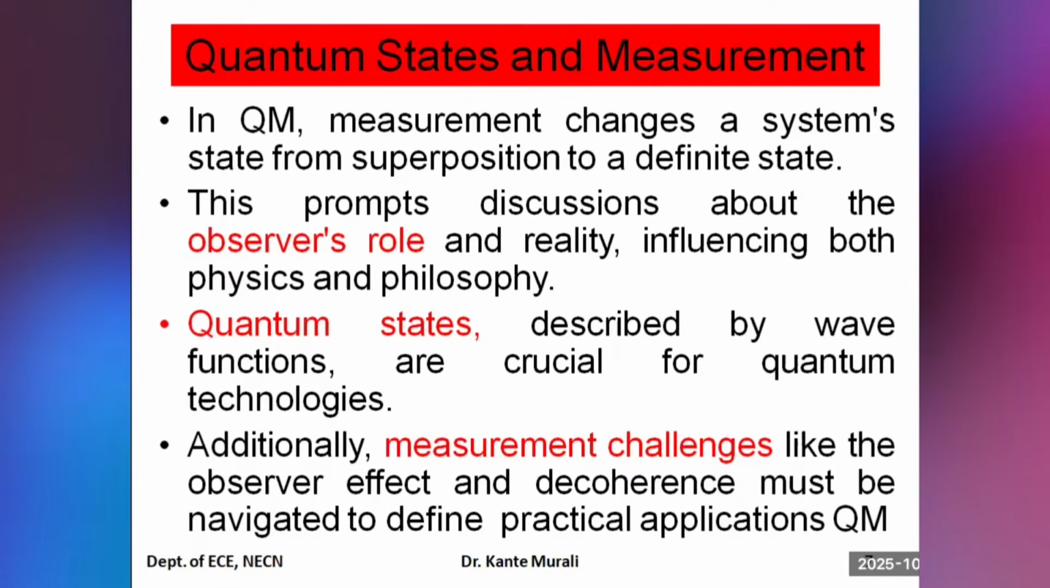Now let us see what quantum states are and how they are connected with measurement. When you measure a quantum system, as per the definition of superposition, it collapses from a superposition of states into one definite state. This leads to the famous observer effect, where the measurement changes reality itself. That means measurement challenges like the observer effect and decoherence must be navigated to define applications of quantum mechanics. The state is not static; it is influenced by the observer's role.